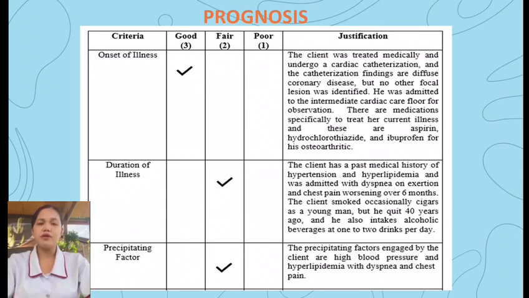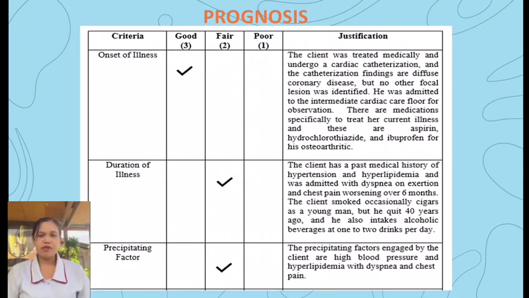The client smoked cigars occasionally as a young man, but he quit 40 years ago, and he also intakes alcoholic beverages at 1 to 2 drinks per day. Next is the precipitating factors, and we categorize it to fair, which is 2, because the precipitating factors engaged by the client are high blood pressure and hyperlipidemia with dyspnea and chest pain.